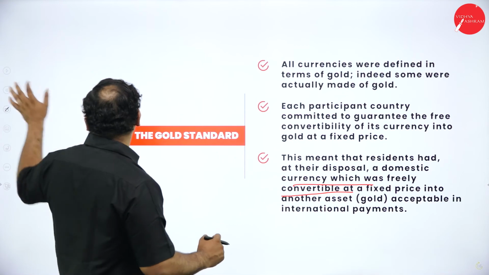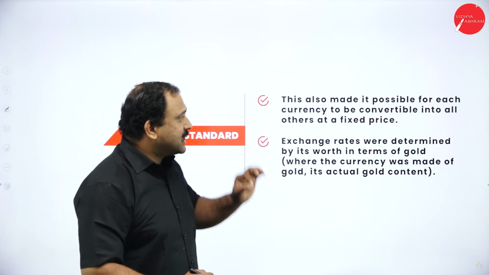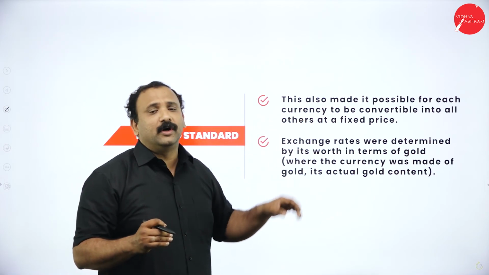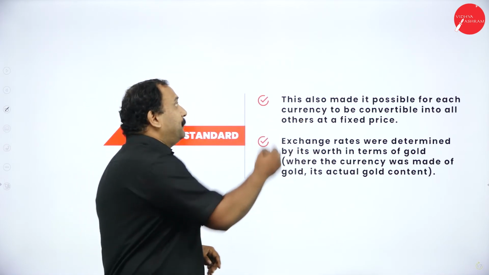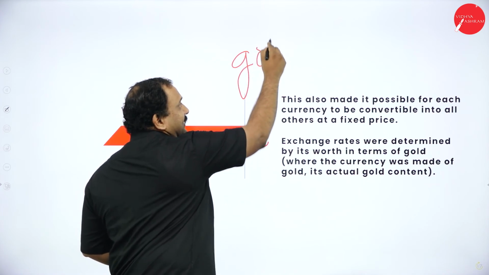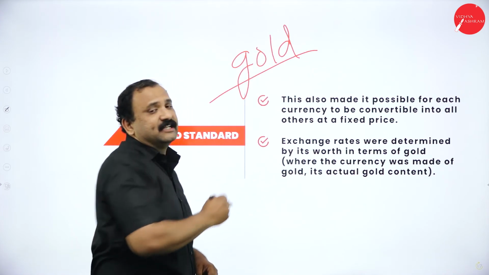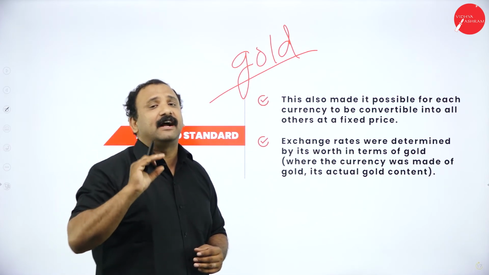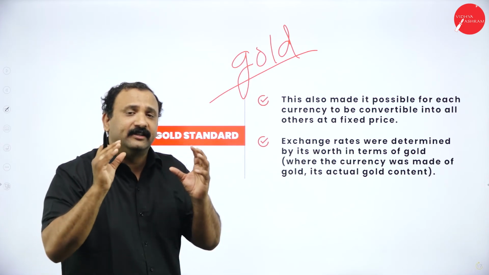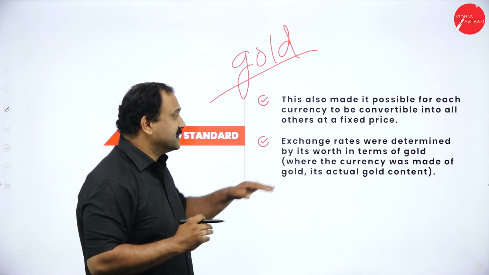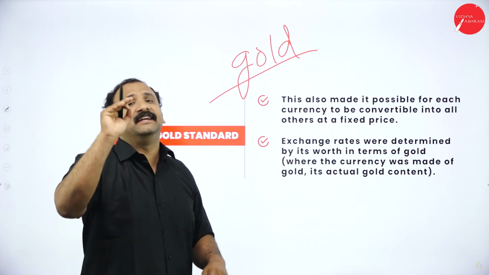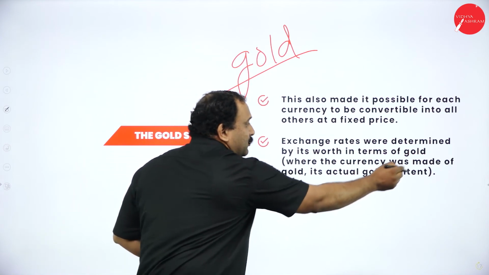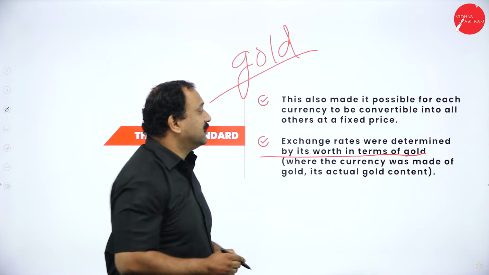Now moving forward, the gold standard also made it possible for each currency to convert others at a fixed price. So keeping gold as a factor, I can go ahead and start looking into the other currencies. So the convertibility factor was given to the other currencies. Exchange rates were determined in terms of gold. Now this is one thing that we have to seriously understand. Why? Because everything is in terms of gold.